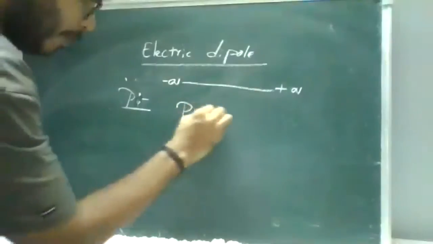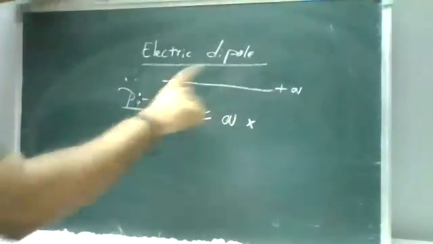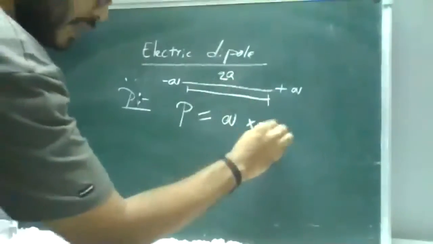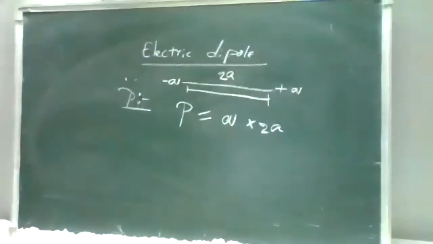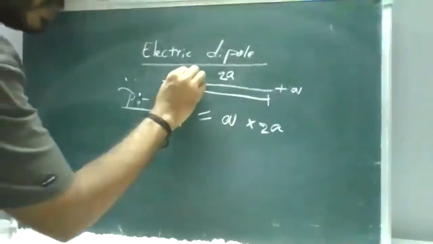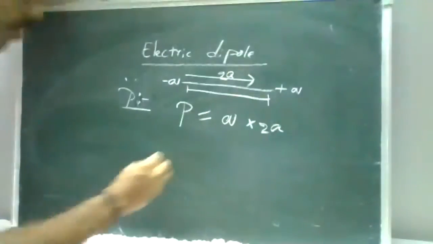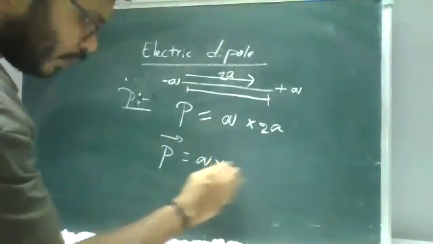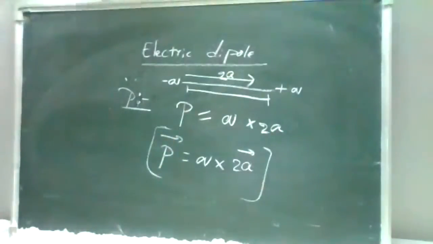So dipole moment P is equal to any one charge, Q, into the distance between the two opposite charges, which is 2a. P is equal to Q into 2a. The direction is always from the negative charge towards the positive charge. Remember, P is a vector quantity, so the vector P is equal to Q into the vector 2a. This is your dipole moment.